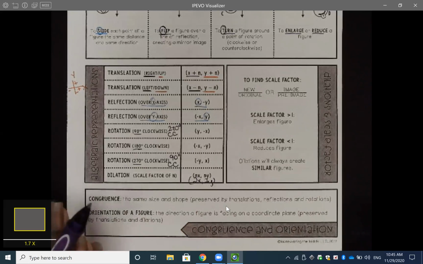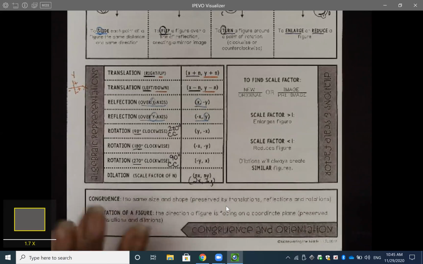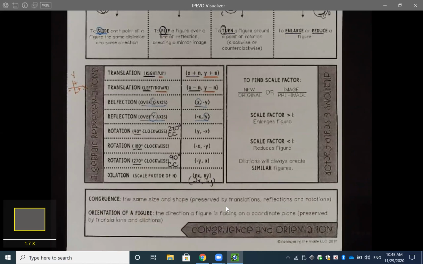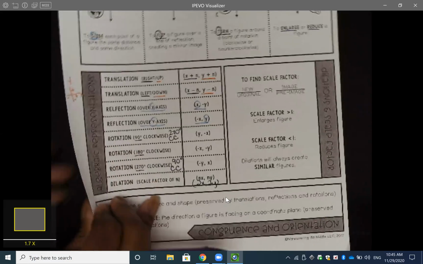When you flip across, your orientation changes. And when you start turning your shape, your orientation changes. So the only ones that keep their orientation are a translation, because you're simply sliding it around, and a dilation, because it just gets bigger or smaller. Okay, so now I'm going to go ahead and get started on the translations notes, which is for today.